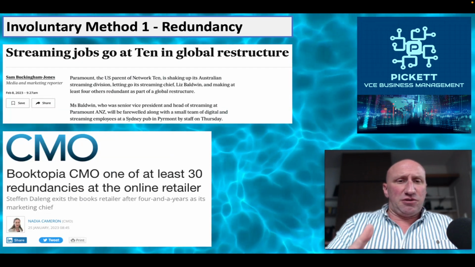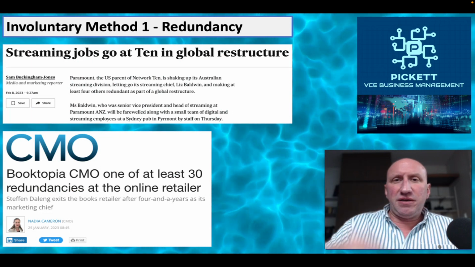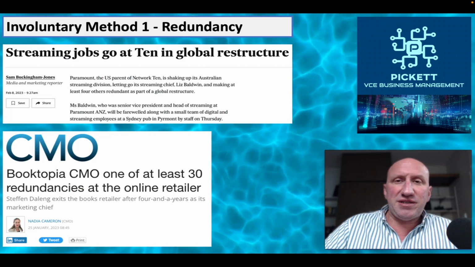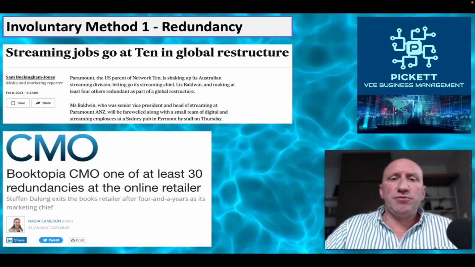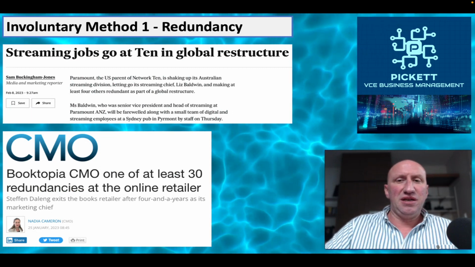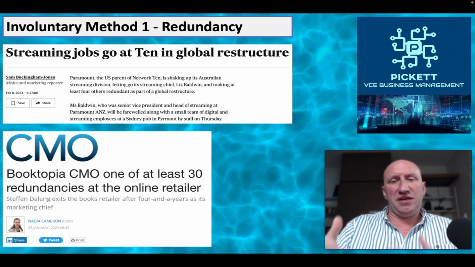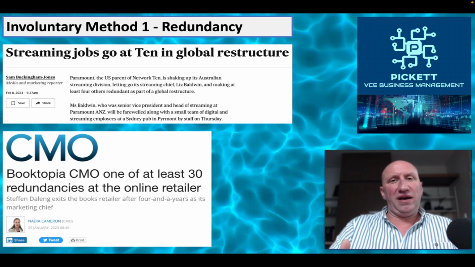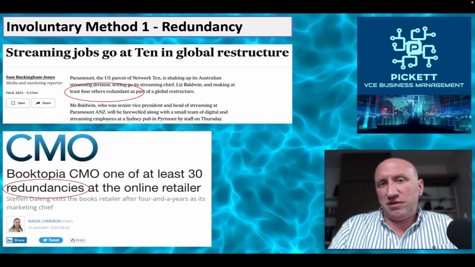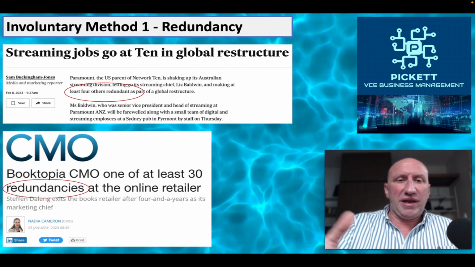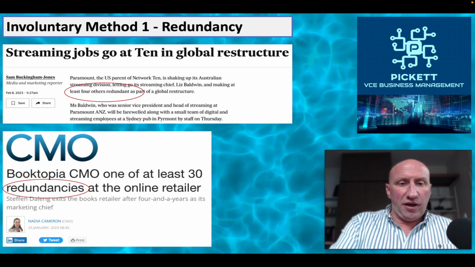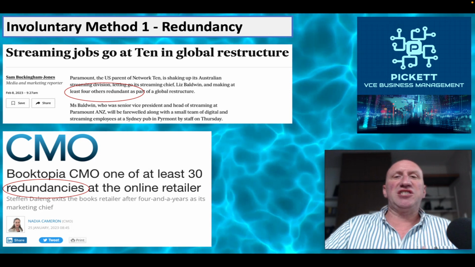Okay, so just throwing in here some media snapshots recently, some lead stories from the press. Streaming jobs go in global restructure. Booktopia, at least 30 redundancies. So this is the sort of stuff you see in the media. It puts what we're learning here into the context of what's going on in the real world. Here I'm highlighting the language: making at least 4 others redundant as part of a global restructure. Booktopia CMO, one of at least 30 redundancies.